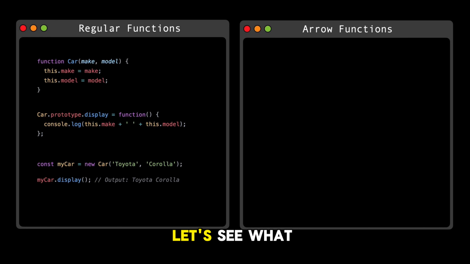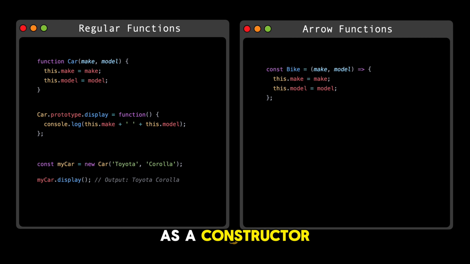Moving forward, let's see what happens if we attempt to replicate this function constructor using an arrow function. Here, we define a Bike arrow function with the intention of using it as a constructor. We then try to create a new instance of Bike, just like we did with Car. However, JavaScript throws a wrench in our plans.